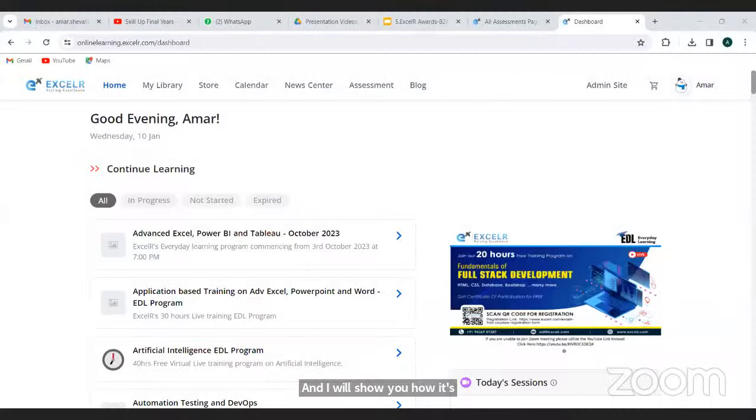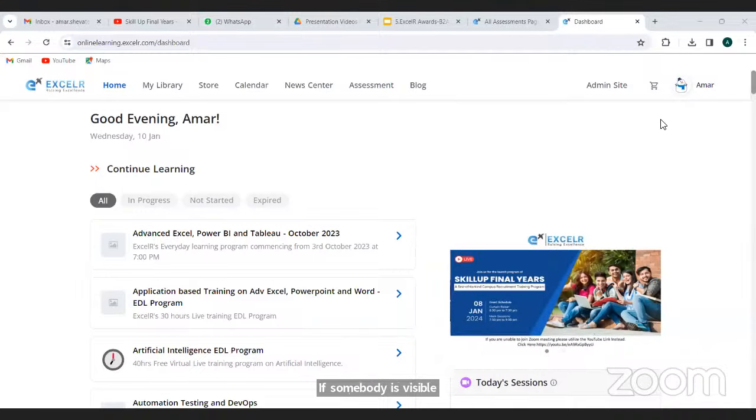So let me reshare my screen and I will show you how it works live. Confirm me once my home dashboard is visible. Yes, Samar, it is visible. Okay, sure. Thank you, Chandan.